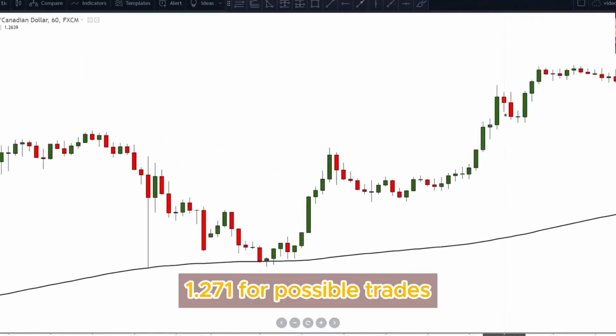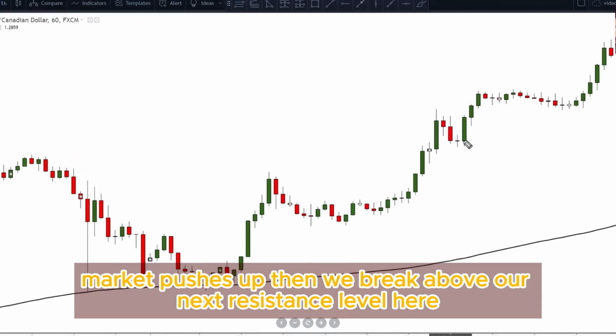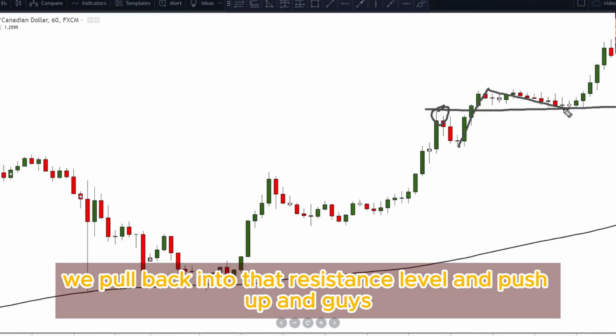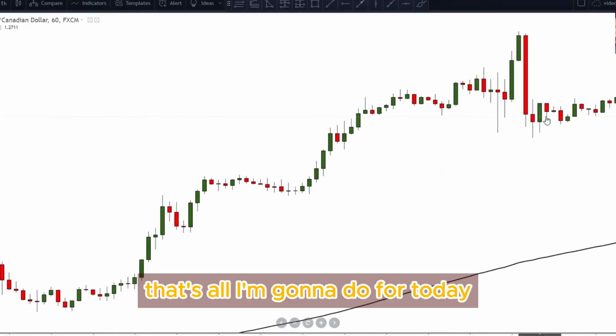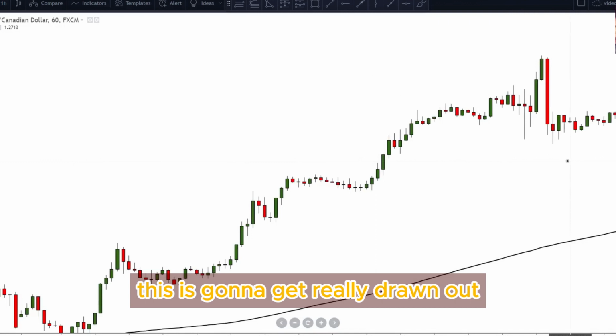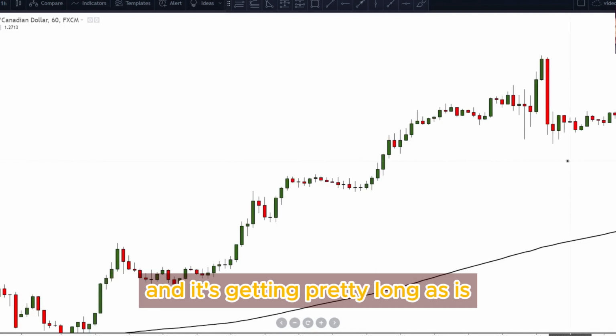Next up, we'd be looking right here, 1.271, for possible trades. Market pushes up. Then we break above our next resistance level here. What happens after that? We pull back into that resistance level and push up. And guys, that's all I'm going to do for today. This is going to get really drawn out. I'm sitting here looking at the time on this video, and it's getting pretty long as is.